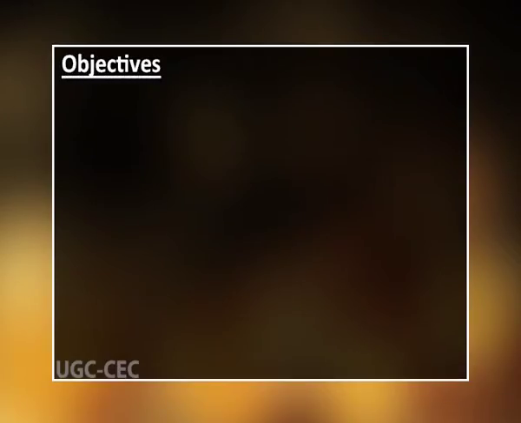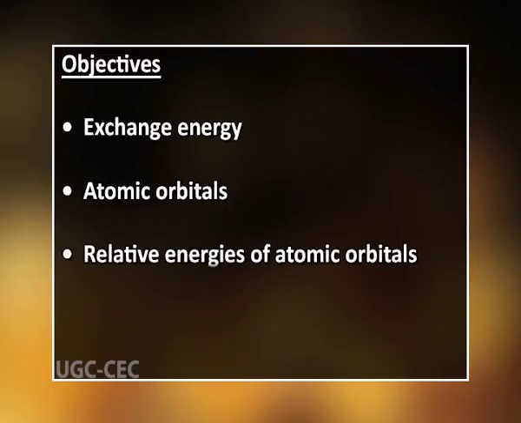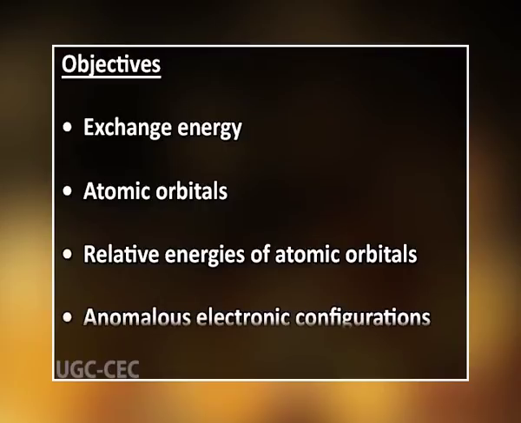Let us first have a look at the main objectives of today's deliberation. Number first, to give a general and thorough idea about the concept of exchange energy. Number second, explaining in detail the concept of atomic orbitals. Number third, to discuss relative energies of atomic orbitals, and finally we shall be discussing the anomalous electronic configurations.